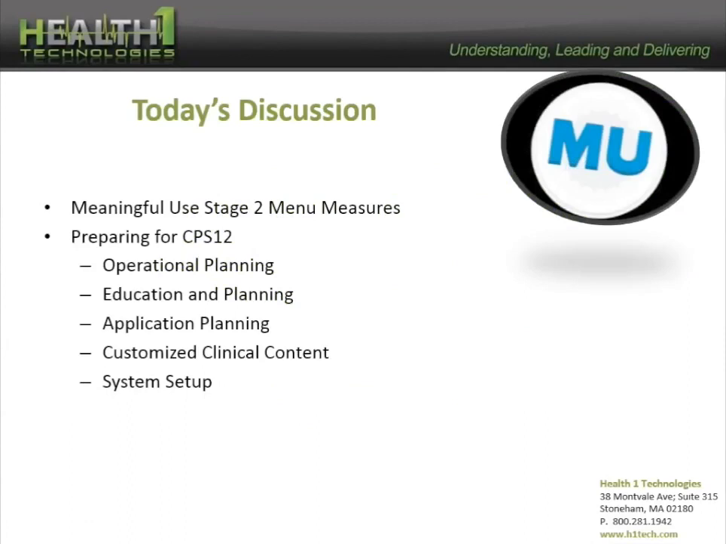Okay, so today we're going to go through just the Stage 2 menu measures, what they mean to you, and what has to be accomplished to actually get to meeting those menu measures. And then we're going to talk specifically about preparing for CPS12 and 9.8, depending on what your platform is. We broke this down into operational planning, education and planning, application planning, customizing your clinical content, and system setup. We will review all of that more towards the end of the webinar. The first part of the webinar will be about Stage 2 measures.